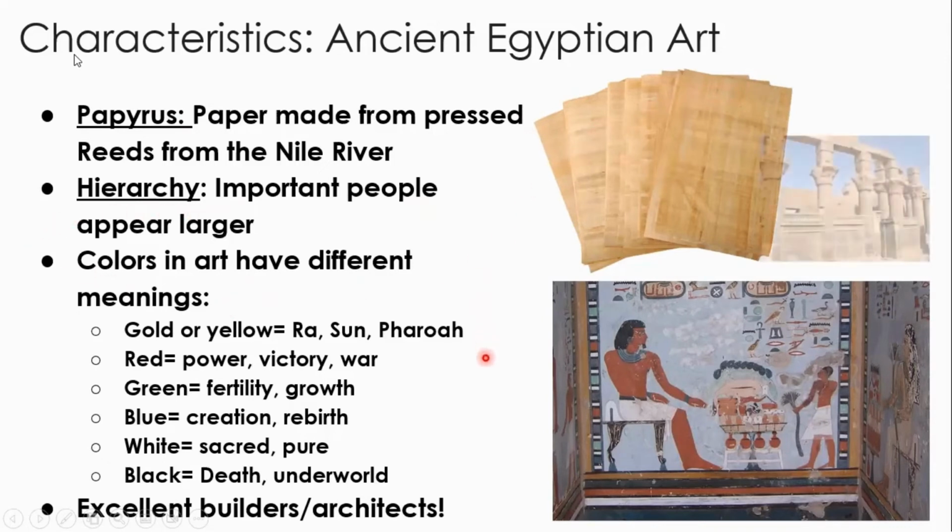They also used a lot of color in the meaning of their artwork. So gold was obviously associated with the pharaohs and the gods. Green, we think of grass, so fertility and rebirth. Blue, water and creation. White, we still have as pure, and black, death and the underworld. We still use a lot of these same colors in art to show some of the same things.